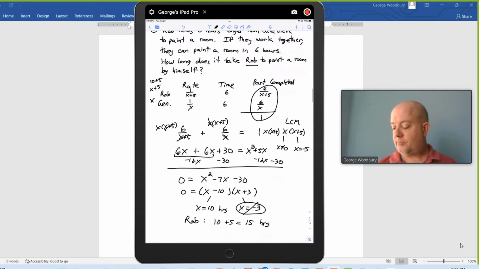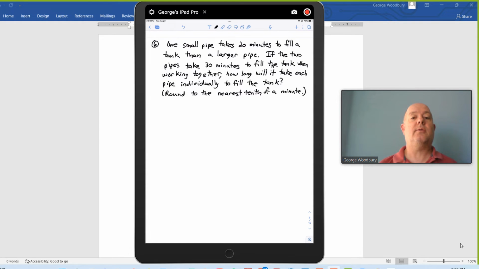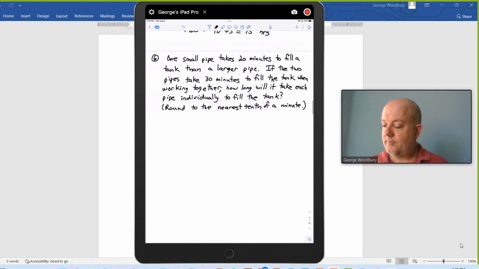Okay. Let's try one more. One small pipe takes 20 minutes to fill a tank. That should say takes 20 minutes more. Bad copying by myself. Takes 20 minutes more to fill a tank than a larger pipe. If the two pipes take 30 minutes to fill the tank when working together, how long will it take each pipe individually to fill the tank?